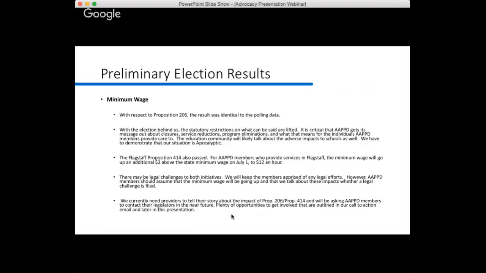In addition to Proposition 206, the Flagstaff Proposition 414 did also pass. For APAD members who are providing services in Flagstaff, the minimum wage will go up an additional $2 above the state minimum wage on July 1st of 2017. So that would be to $12 an hour.